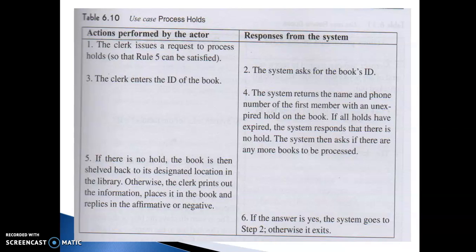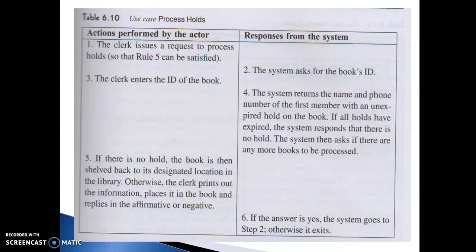Okay, the clerk issues a request to process holds. Okay. The system asks for the book id. If I want to place a hold on a particular book, then I will be notified that this particular book you are holding. That alert message or notification I'll get. And how exactly this whole holding process happens is given in this use case. The system asks for the book id, which book you want to place a hold on. The clerk enters the id of the book. Yes, the clerk obviously has to enter the id of the book.